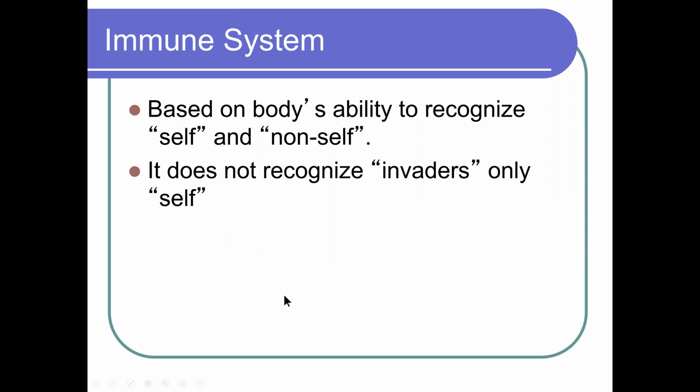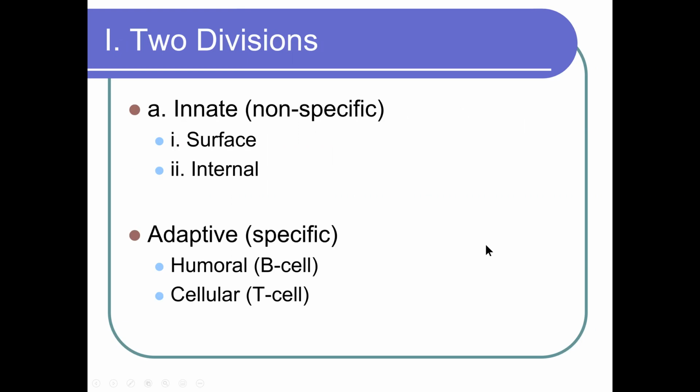It does not recognize invaders. It only recognizes self. Two divisions. We have an innate division, which is what we're going to talk about today, which is surface and internal. And then we have an adaptive, which is specific. So this is non-specific. This is for any invader. This is specific for a specific invader.